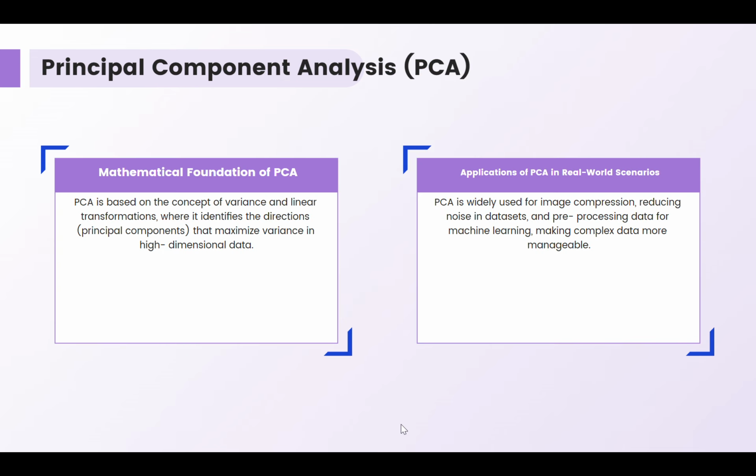Let me tell you more about PCA. PCA stands for Principal Component Analysis. This is the mathematical foundation of PCA: it is based on the concept of variance and linear transformations, where it identifies the directions that maximize variance in high dimensional data. Applications of PCA in real world scenarios: PCA is widely used for image compression, reducing noise in datasets, and pre-processing data for machine learning, making complex data more manageable.